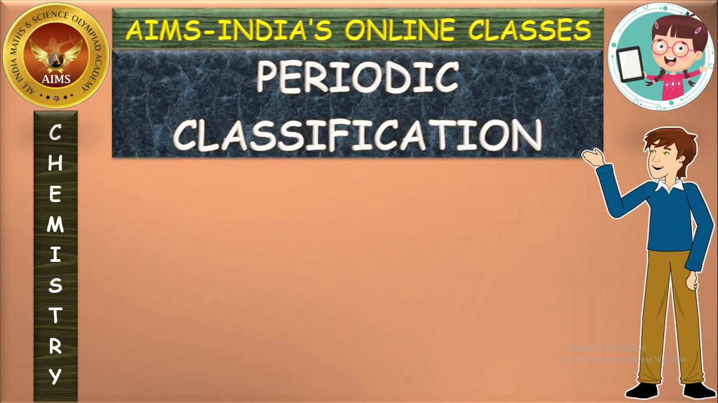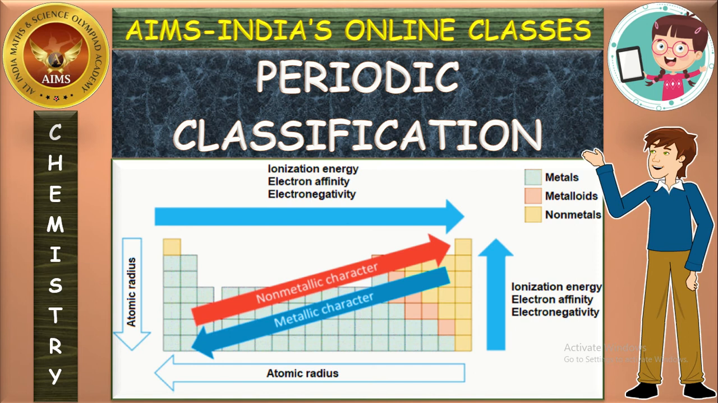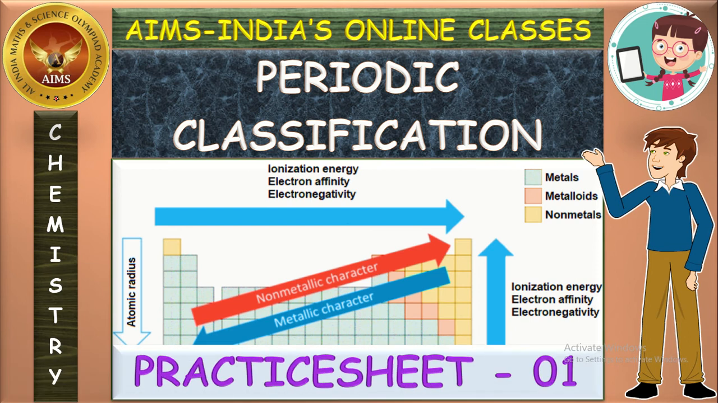Here we are discussing classification of elements, or periodic classification. In the earlier sessions, we have seen how the classification of elements was done and what the trends are in the modern periodic table. These are all concepts we have learned earlier. In this session, we are going to see a practice sheet related to all these concepts. So we are starting with practice sheet 1, which includes completely conceptual, single correct answer type questions. Okay, let us start this.